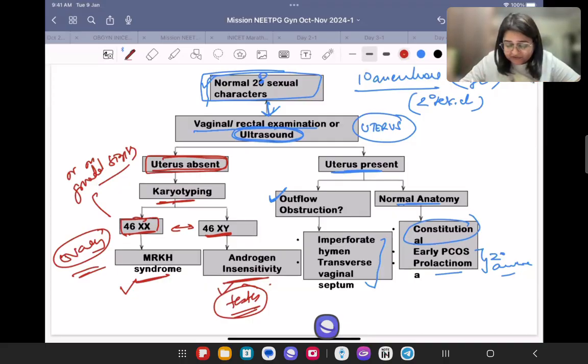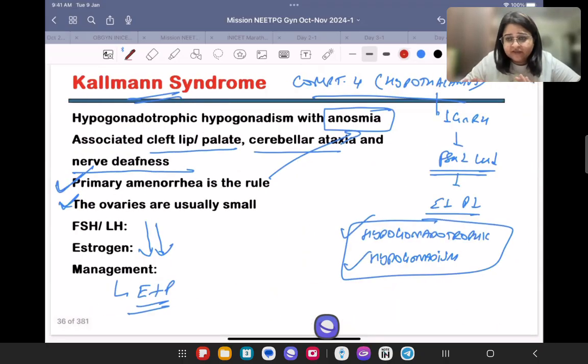Another very important difference is AIS में you will be typically, they will give you this history most of the time that pubic and axillary hair are absent. So look for this clue also in the question. Okay, somebody just wants to see this slide.